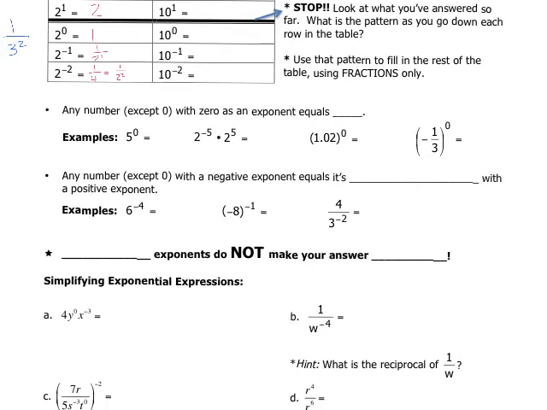Okay, so this would be the second blank down. We'll come back up to the 0 exponent. This would be the second blank down. Any number except 0 with a negative exponent equals its what with a positive exponent? Well, actually, we don't necessarily have to fit it into this box yet.